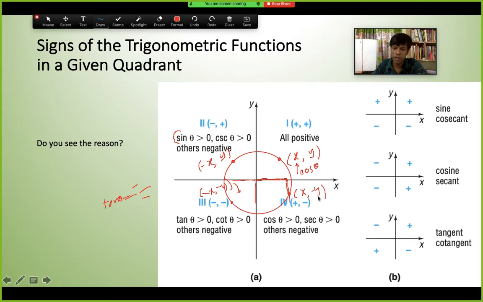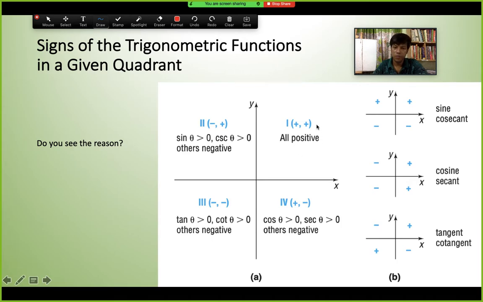Okay, so you see here, cos is positive and sine is negative in this box. From the unit circle, we can understand it. In the first quadrant, all are positive. In the second quadrant, sine is positive. In the third quadrant, tan is positive. In the fourth quadrant, cos is positive.